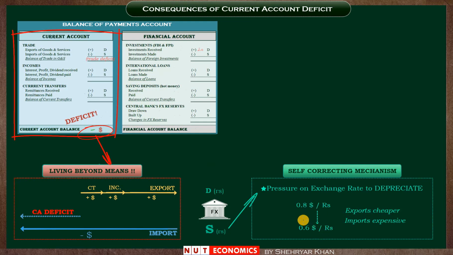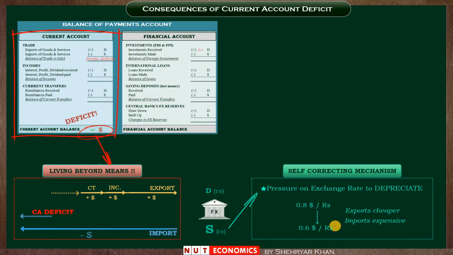Now, coming back to our main story, this current account deficit puts pressure on the exchange rate to depreciate. Exports become cheaper, imports become expensive. And this is where we say that this may help you get rid of your trade deficits. Because if your exports are cheaper, then maybe foreigners will start buying much more. And if they do, you will start earning more export dollar inflows or more export earnings. That may help you resolve your trade and ultimately current account deficits.